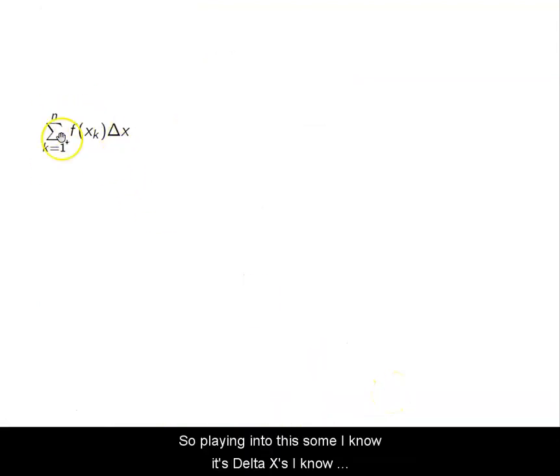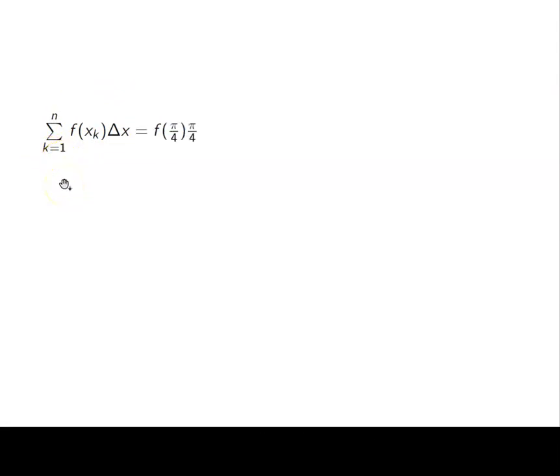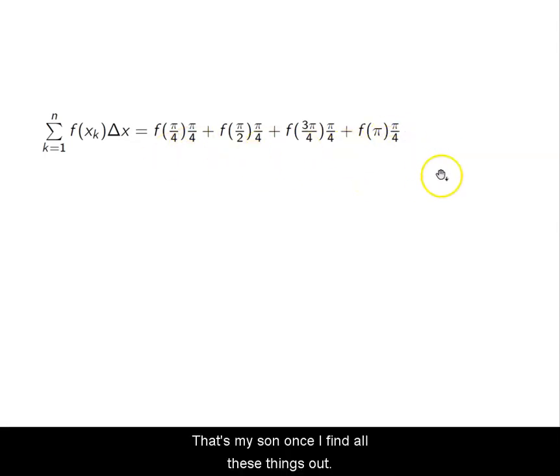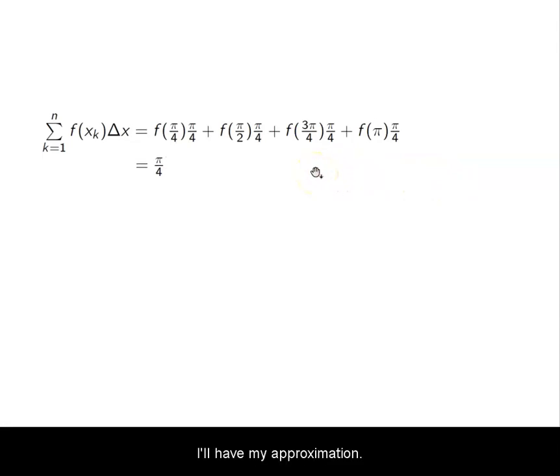Okay, so plugging it into this sum, I know what delta x is, I know what my different xk's are, starting with k equals 1. x1 is pi over 4, delta x is pi over 4. x2, k being 2, is pi over 2, delta x is pi over 4. f of 3 pi over 4 times pi over 4, and then the last one is f of pi times pi over 4. Okay, that's my sum. Once I find all these things out, I'll have my approximation.